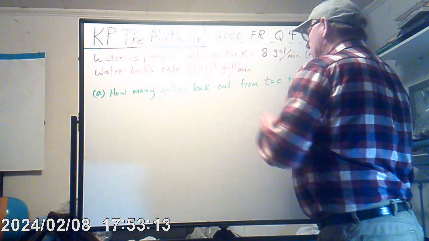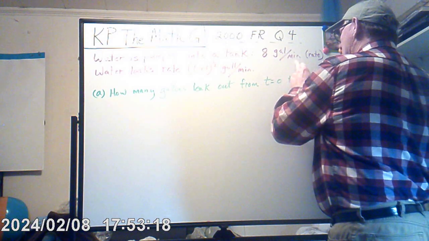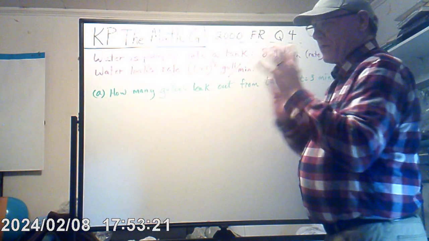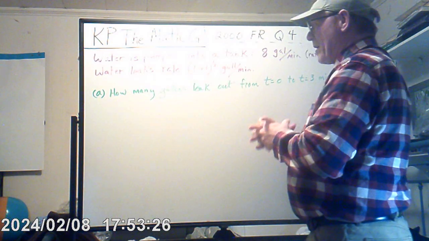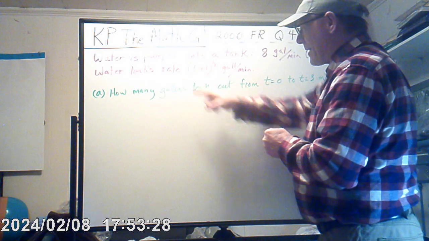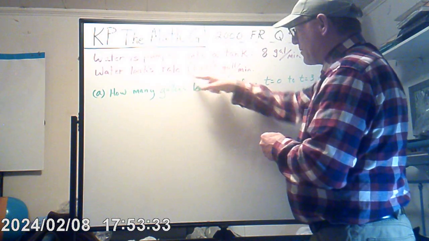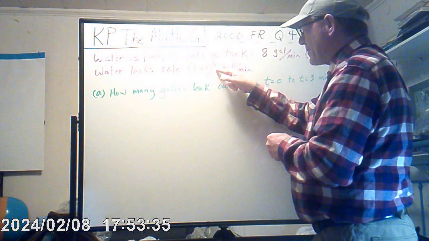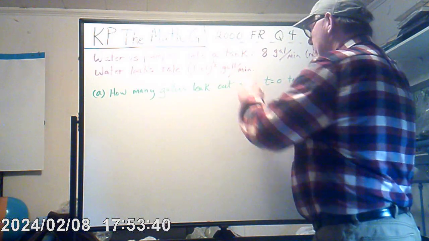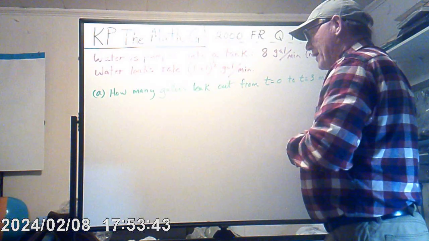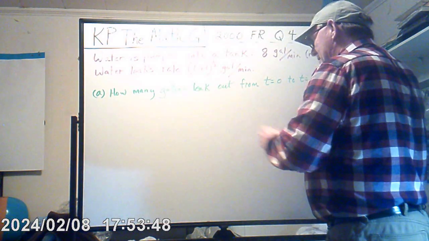Water is pumped into a tank at a rate of 8 gallons per minute. So that's a rate. Water leaks from this tank at a rate of (t plus 1) raised to the 1/2, or the square root of t plus 1, gallons per minute. And the first question is, how many gallons leak out?